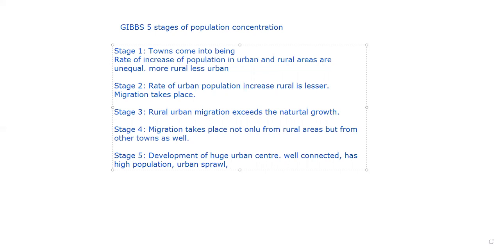And then of course in that stage it attracts migration from other cities as well, like Karachi, migration from villages, towns, and other cities. So these are the 5 stages of urban population concentration given by Gibbs.